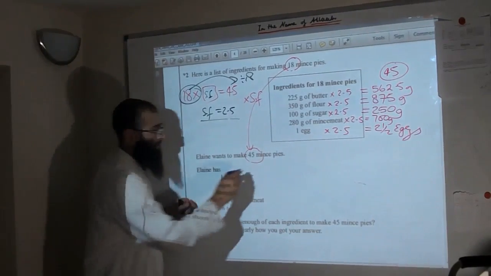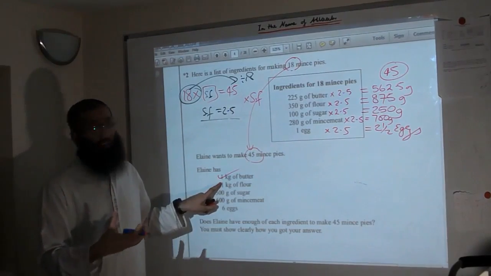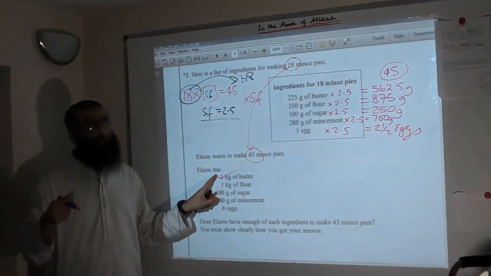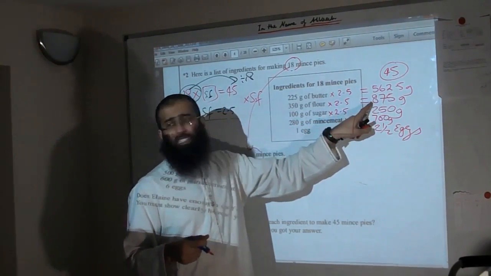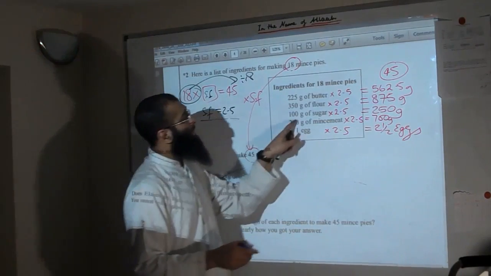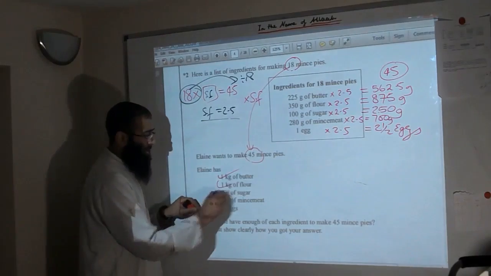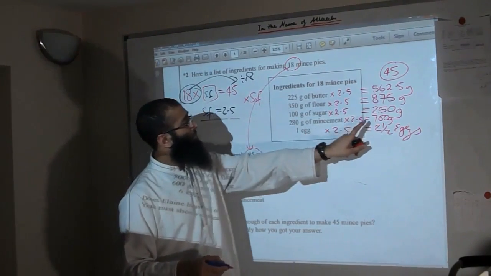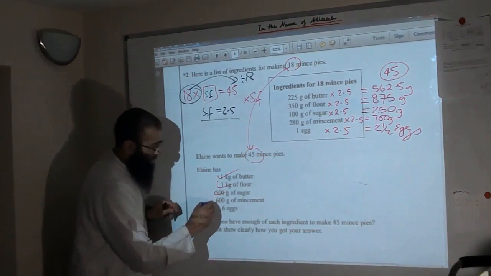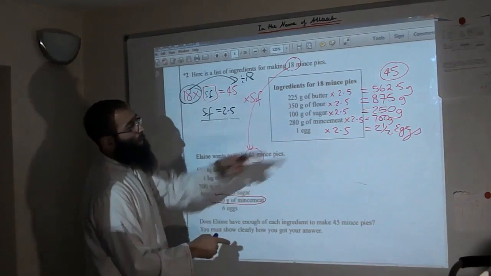Do we have enough butter? Yes, we've got more than enough. We need just over half a kilo, but we've got 1 kilo of butter, so we've got enough. The flour, we need 875 grams, but we've got 1 kilo of flour, so we've got enough flour. We need 250 grams of sugar, and we've got 500 grams of sugar, so we've got enough sugar. We need 700 grams of mince, but we only have 600, so that's a problem. Okay, 6 eggs, so we've got enough eggs.